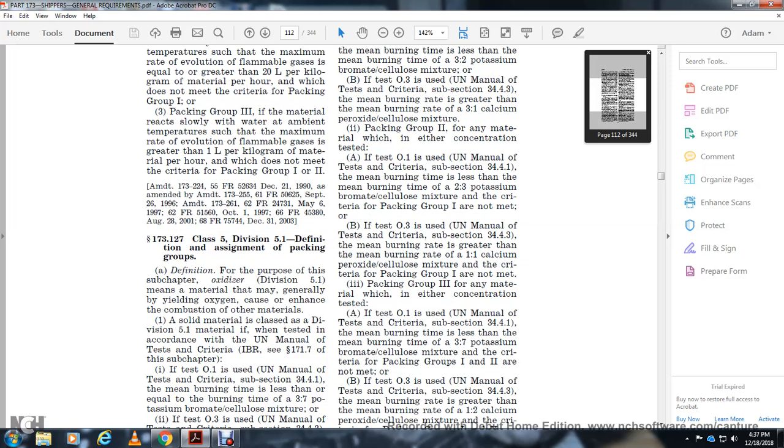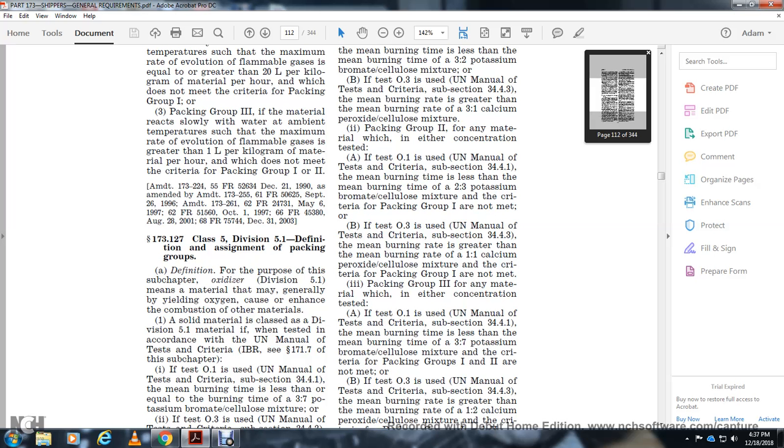172.127, Class 5, Division 5.1: definition and assignment of the packaging group. The definition for the purpose of this subchapter: an oxidizer, Division 5.1, means a material that may generally yield oxygen and enhance the combustion of other materials. A solid material is classed as a Division 5.1 material if tested in accordance with the UN Manual of Tests and Criteria.